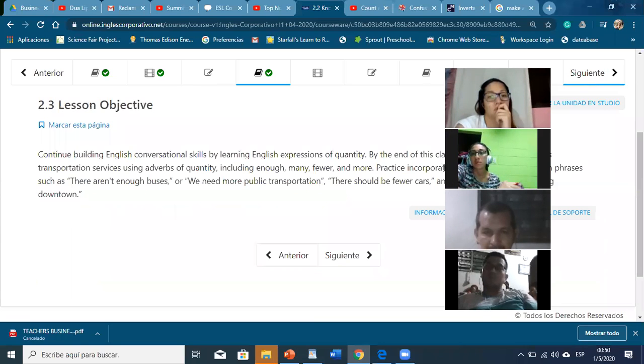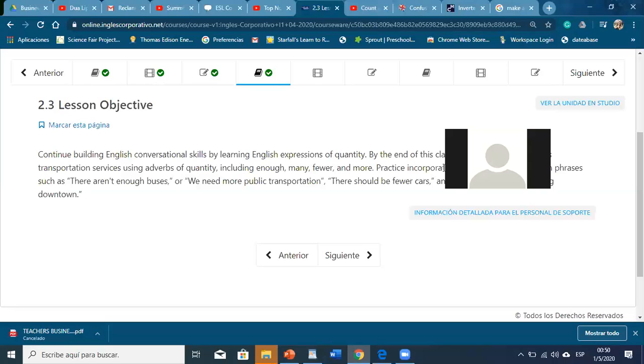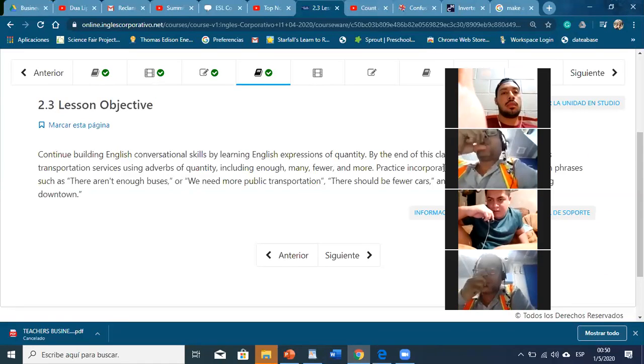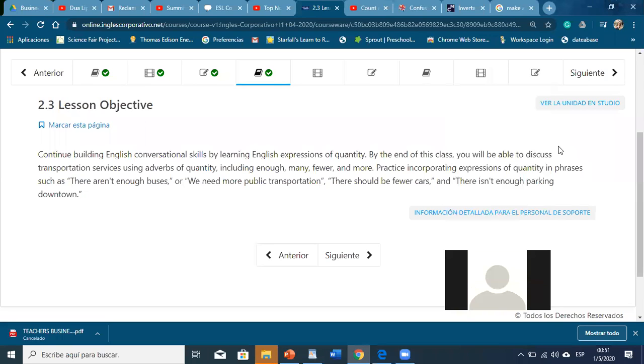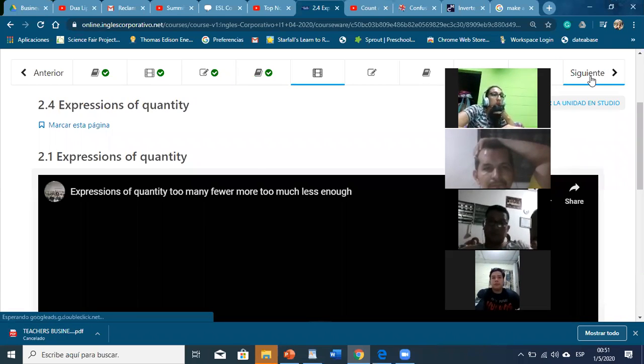All right, now, read the objective, please. Continue building English conversational skills by learning English expressions of quantity. By the end of this class, you will be able to discuss transportation services using adverbs of quantity, including enough, many, fewer, and more. Practice incorporating expressions of quantity in phrases such as: there aren't enough buses, we need more public transportation, there should be fewer cars, and there isn't enough parking downtown. These objectives are so long.